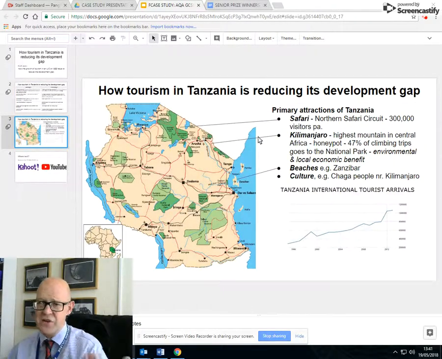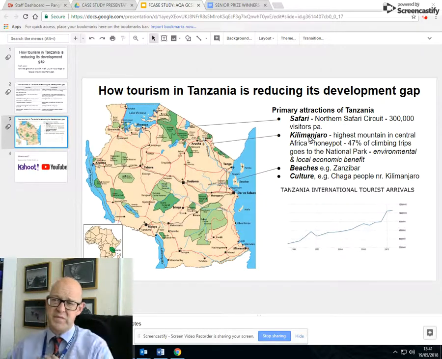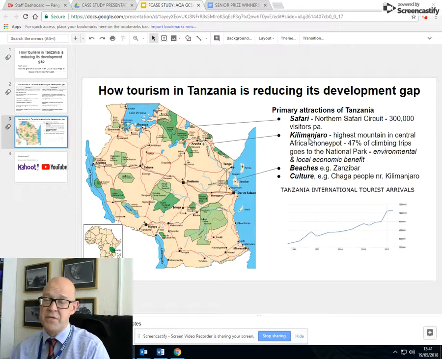Finally, there's your details. Should have put this in before. Primary resources, safaring and the northern safari circuits. There's Tarangire there. Kilimanjaro, very high mountain. You'll see celebrities climbing up Kilimanjaro, the only mountain in equatorial regions of the world with snow on it. 47% of climbing trips go to the national park. So it's really focused. So we've got honeypots.